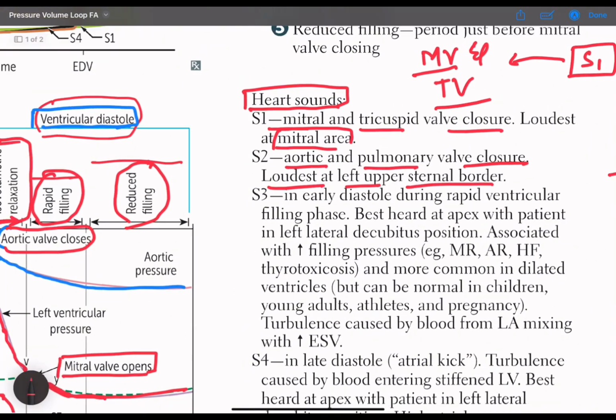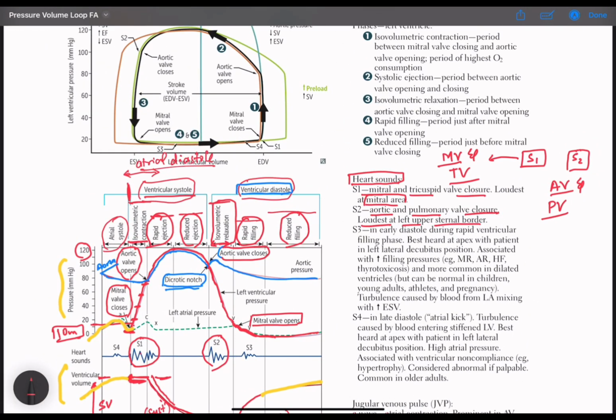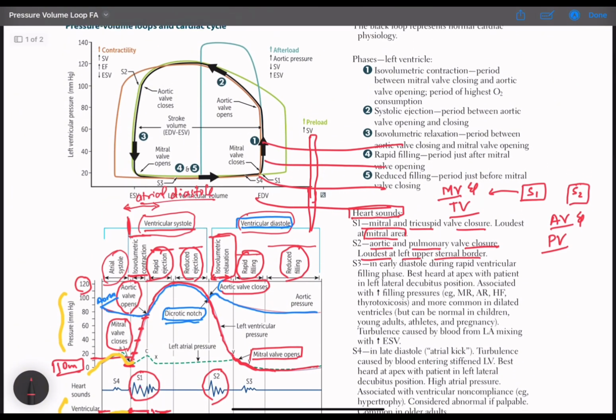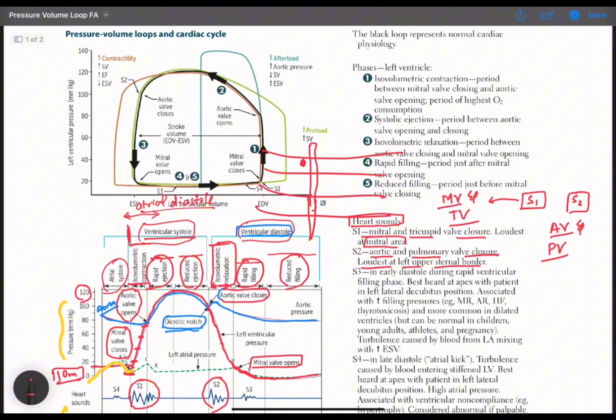If we look at the chest, we have the sternum followed by different ribs. At the second intercostal space, the right upper sternal border is known as the A area or aortic area. The left upper sternal border is known as the P area or pulmonic area. This is the second intercostal space. At the fourth intercostal space, we have the tricuspid area, and at the mid clavicular line we have the mitral area.